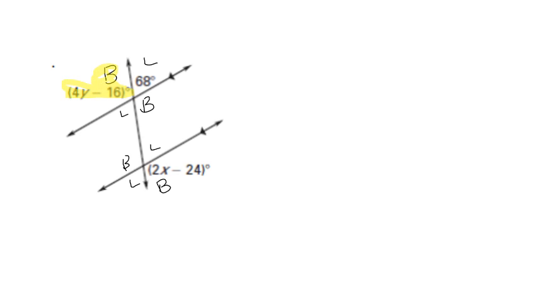We have a B, which is a y variable term. We have a B, which is an x variable term. And we have a 68, which has no variable in it. So that could be really useful for us. Now, in order to solve equations, we have to set up one equation for x and one equation for y.